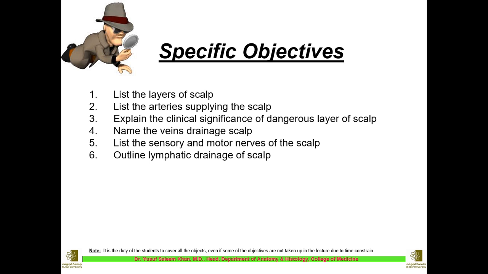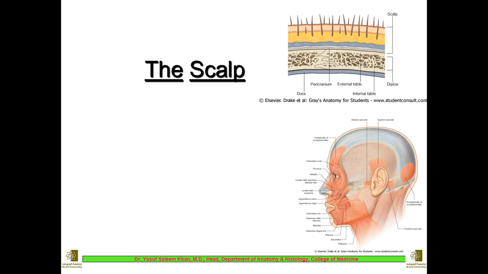The specific objectives related to this topic are: the first one is list the layers of the scalp, second is list the arteries supplying the scalp, third is explain the clinical significance of dangerous layer of the scalp, fourth is name the veins draining the scalp, fifth is list the sensory and motor nerves of the scalp, and sixth is outline the lymphatic drainage of the scalp. So these are the six objectives which we'll try to cover in this lecture.